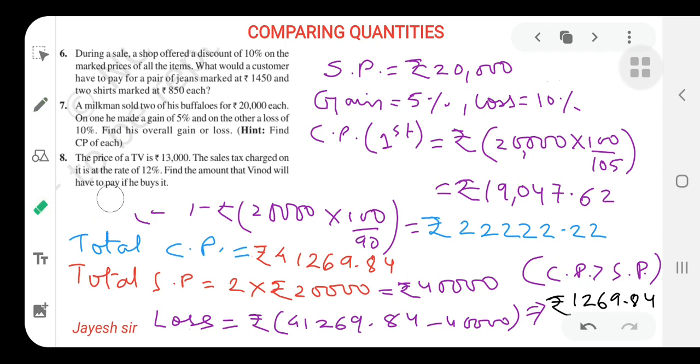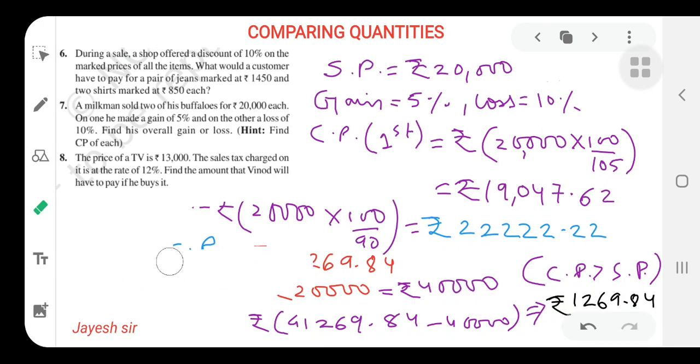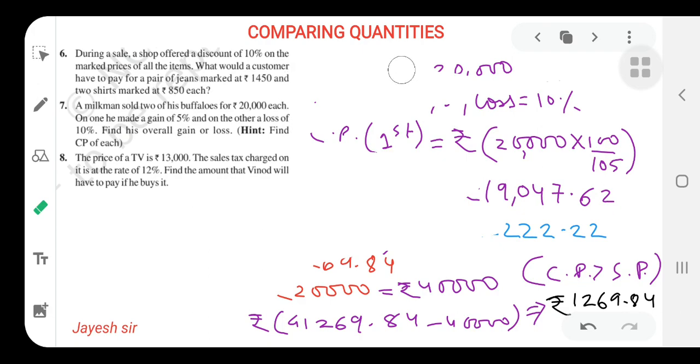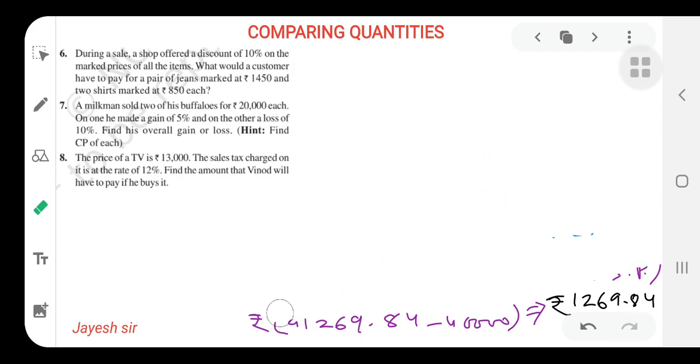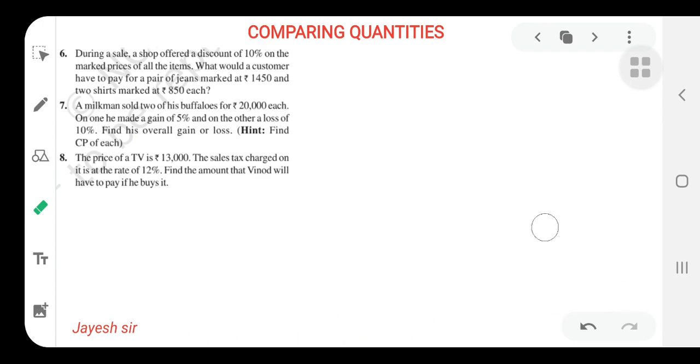So let us begin with the next sum for the day. The next sum for the day would be: the price of a TV is rupees 13,000. The sales tax charged on it at the rate of 12%. Find the amount that we will pay.